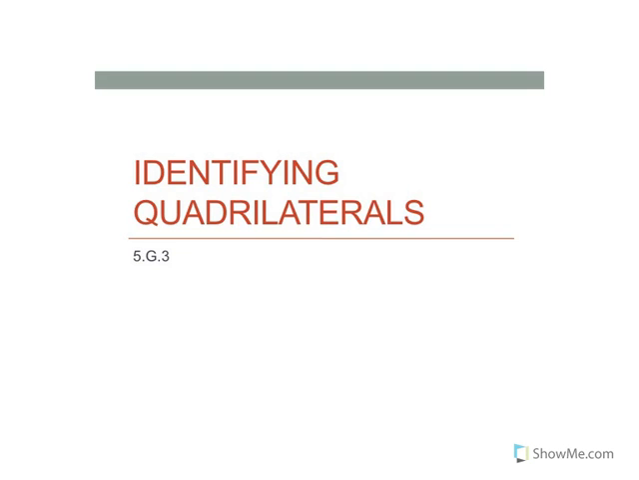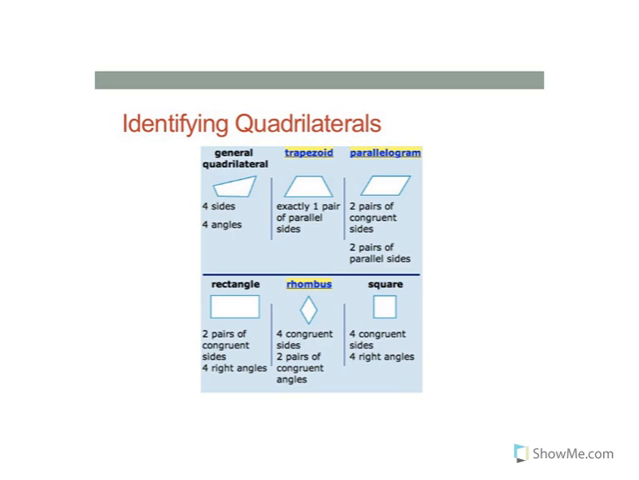Today we're going to talk about identifying quadrilaterals. Here are some quadrilaterals and the definitions of the ones we will be talking about. These are the ones we are going to be focusing on throughout the lesson. The first, when this says general quadrilateral, this is no quadrilateral specifically. This is just a term to describe any polygon that has 4 sides and 4 angles.